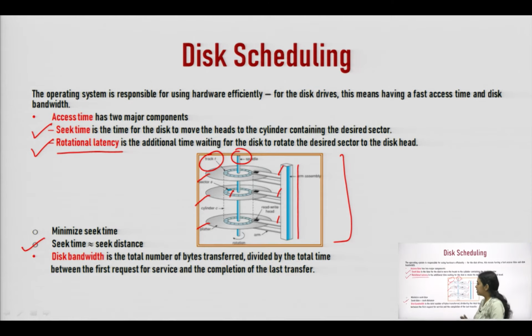Then comes a term that is called disk bandwidth. What is disk bandwidth? It is the total number of bytes transferred divided by the total time between the first request for service and the completion of the last transfer. So, whatever total time is required between the first and the last request, if we divide the total number of bytes by that time, we get the disk bandwidth.